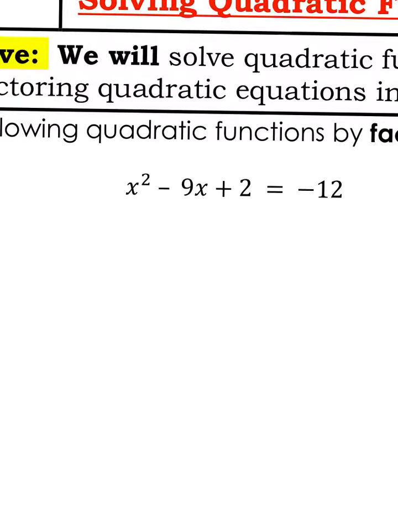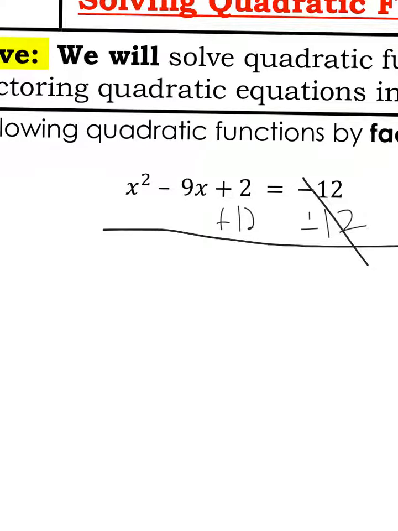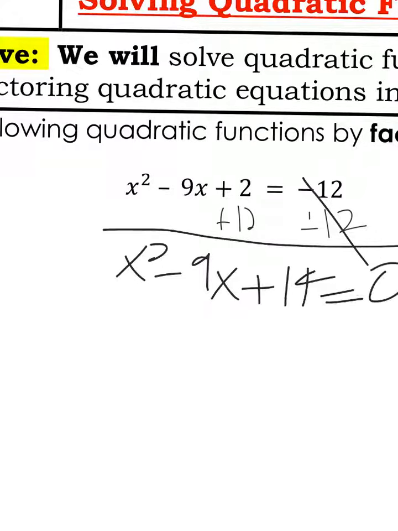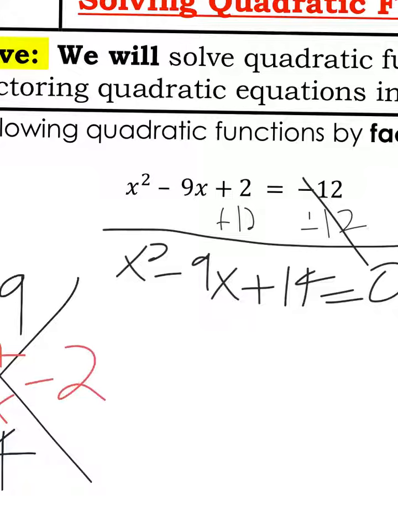If I'm going to factor this, everything needs to be on one side. So I'm going to add this 12 over, and that'll give us a total of 14 on that side. So x squared minus 9x plus 14 equals 0. Next we need to think of the factors that multiply to get 14 and add to get negative 9. If you think about it, that's going to be negative 7 and negative 2.